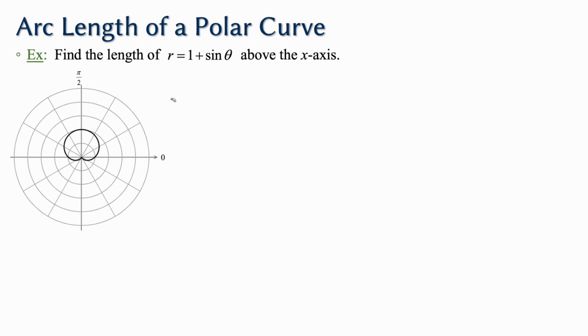So let's try a quick example. We're going to calculate the length of this cardioid. Okay, this is 1 plus sine theta, and again you can see the picture right here. And what we want though is only the length of it that is above the x-axis.